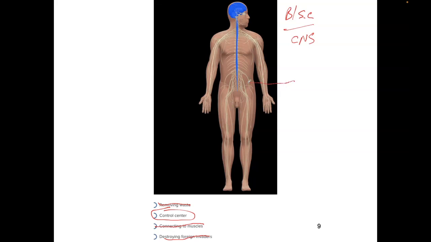When we have information coming up, remember that's sensory information. And when we have information that starts in the brain, goes down the spinal cord and out, that's motor information. Sensory information ascends, and motor information descends, meaning it goes down. Another word for sensory information is called afferent. And another word for motor information is efferent.